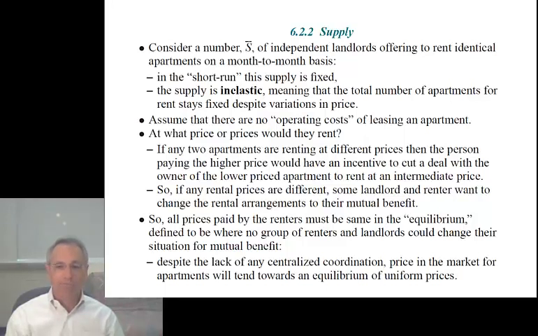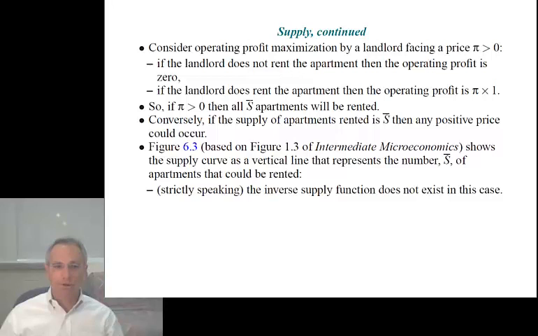So let's define a concept that helps us to explain that sort of situation. In the equilibrium, which we define to be where there's no group of renters and landlords who could change their situation for mutual benefit, all the prices paid by the renters will be the same. So it's important to understand that this arises because of individual interactions between renters and landlords. We don't have any centralized coordination, but the price in the market for apartments will tend towards an equilibrium price that's uniform across all apartments.